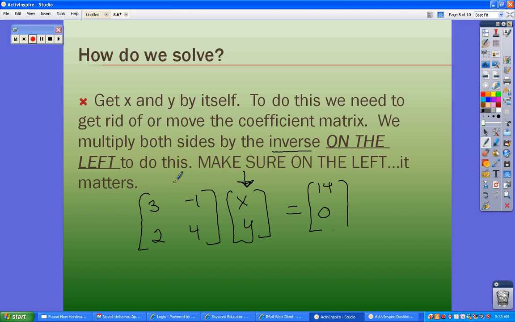Can I call this A? The inverse of A is going to be the determinant. Well, let's see what the determinant is. 3 times 4 is 12. 12 minus negative 2, that becomes 14.